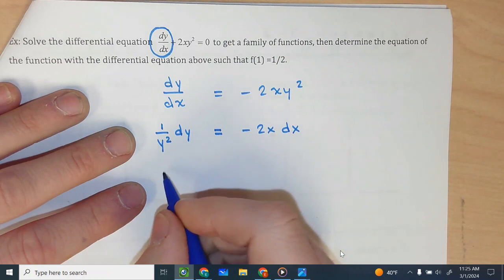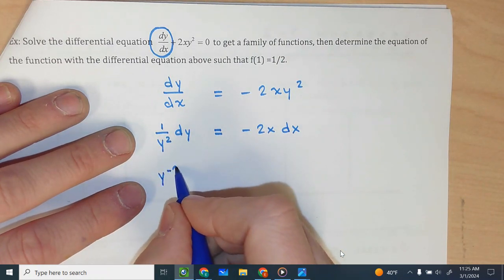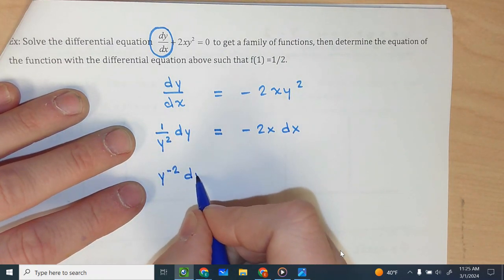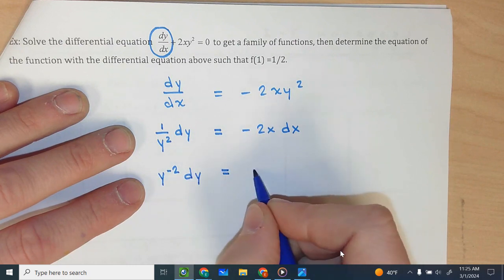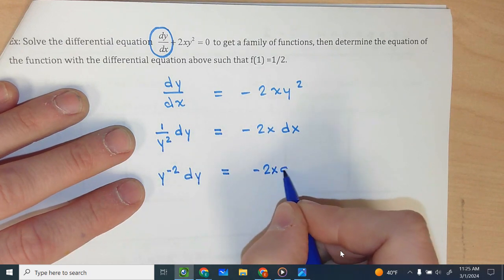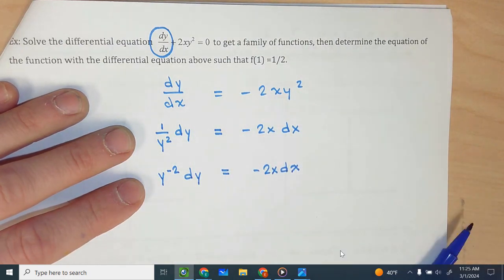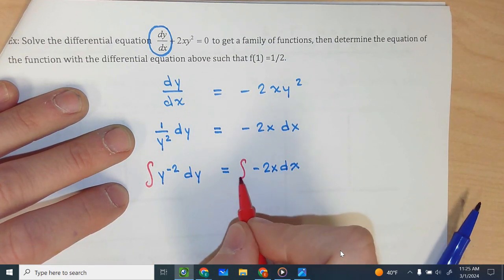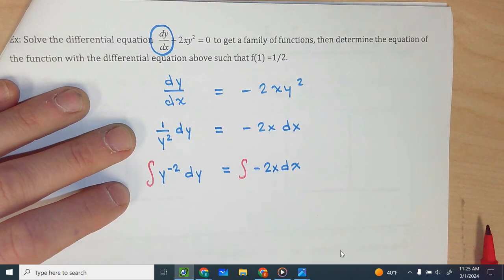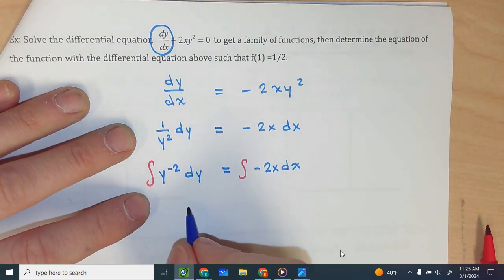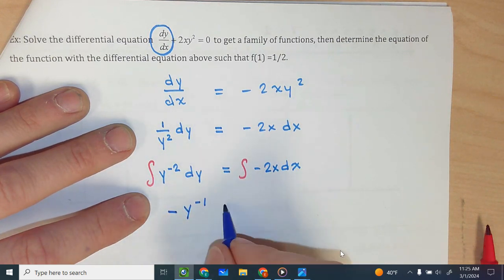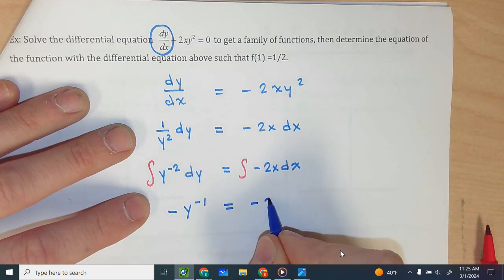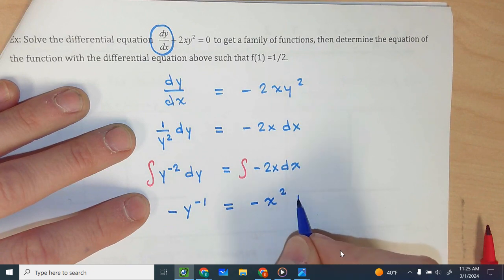Next up is we're going to anti-derive, and that'll be easier if we rewrite this as y to the negative 2. Okay, integral. This side, we're going to get y to the negative 1. Negative 1 times something would give us 1, so we need a negative right there. On the other side, negative x squared plus c.